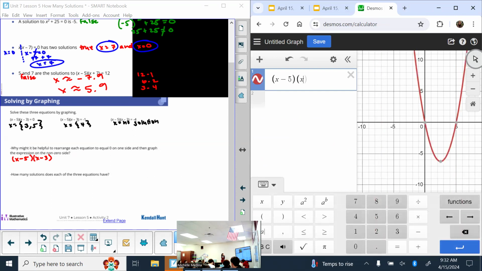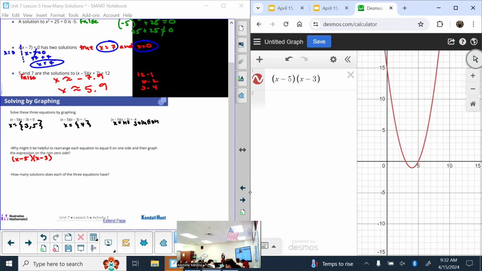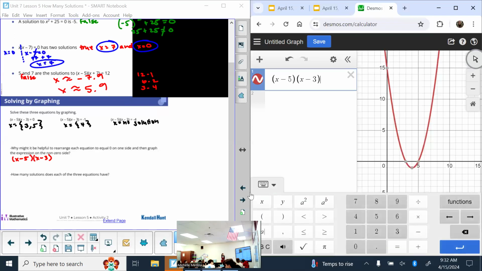(x minus 5)(x minus 3). Right, here's what it looks like if I don't include the equals 0. Everyone see that? Make an observation about what it looks like. Now look at when I put it equal to 0. So what's the difference? Harley?